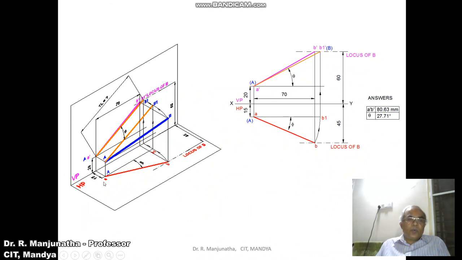So this is the top view line because the front view line is inclined, and this is the front view line because the top view line is inclined. So this is a case of a line inclined to both the planes. Now I want to find out the true length in the vertical plane, so I have to make the line parallel to VP. That is what we have done.